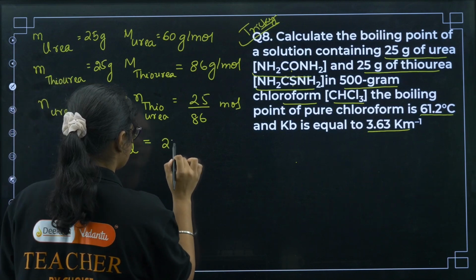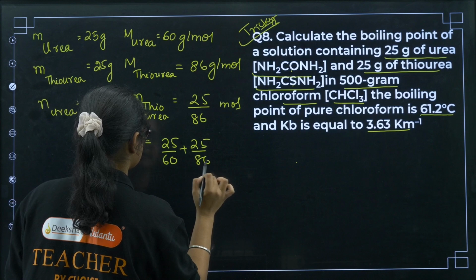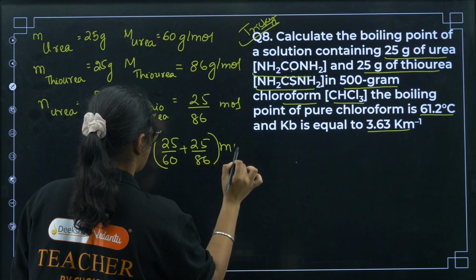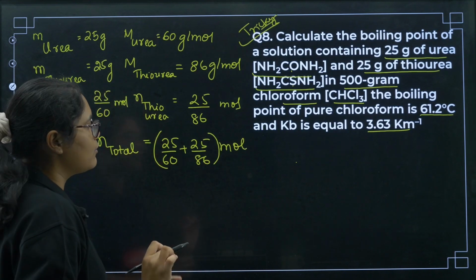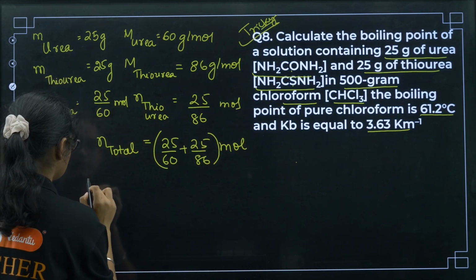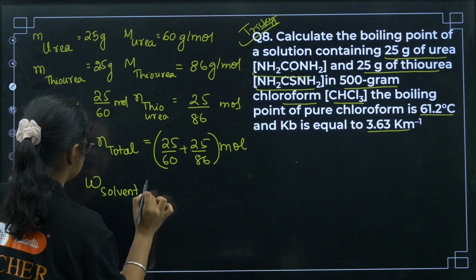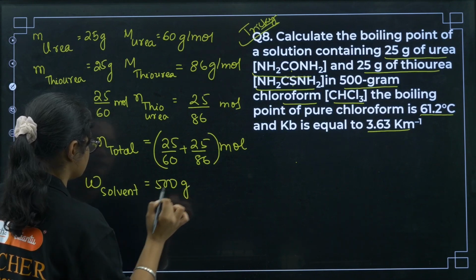So it is 25 by 60 plus 25 by 86 moles, okay. Now what else data is given to us? 500 gram. What is that? That is the mass of the solvent, okay. W solvent is 500 grams, okay.